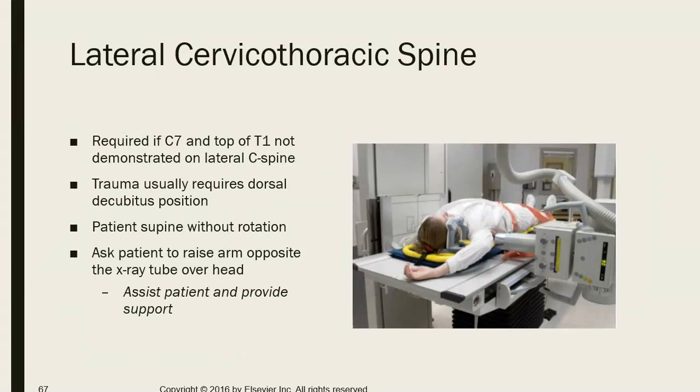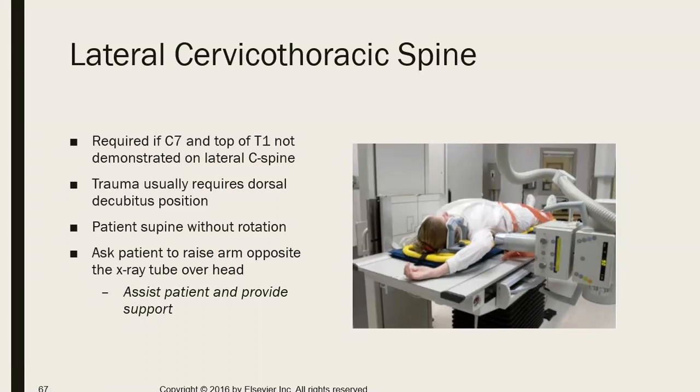So this would be our lateral cervicothoracic spine, and this is how we would have to do it if the patient was on a backboard. You could do it on a table, or you can have them on the stretcher and put them up against the upright Bucky, whichever is best, and however your room is suited where you're at. This also has a cone filter on the end, which we can also use for cervicothoracic positions to make sure we have a more detailed image. Then we know this is required if C7 and the top of T1 are not demonstrated on the lateral C-spine.